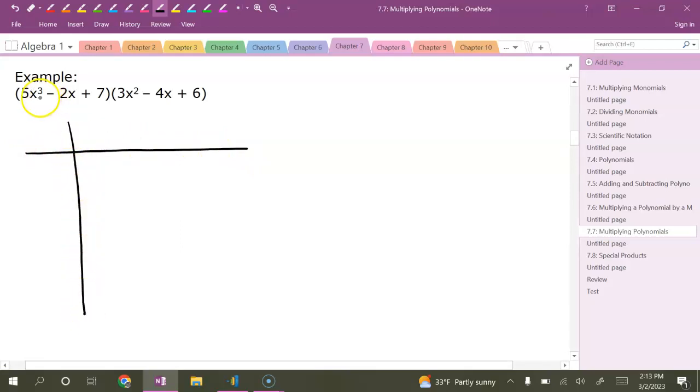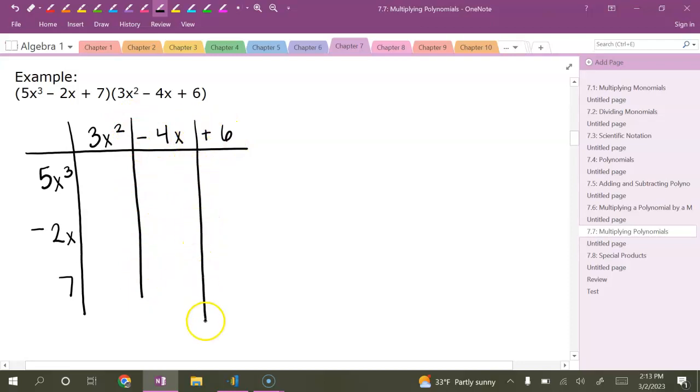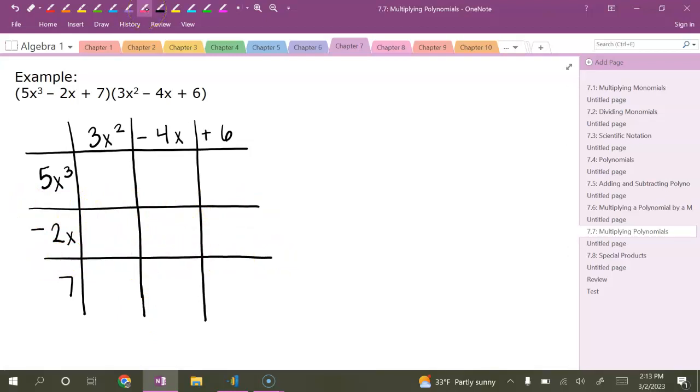So for my box method, I take the first polynomial, and I do that one up and down. And then I do the second one across the top. Got my lines in here. And now I start multiplying my terms.